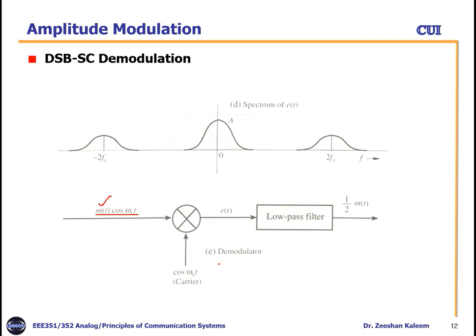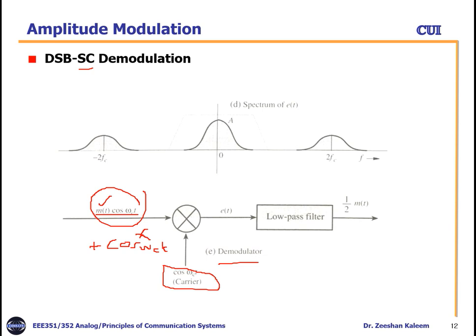So this is the demodulator block, and we again multiply by cos omega ct. Why do we need to multiply again? As I told you, this is the double sideband suppressed carrier scheme. Suppressed carrier means whenever we transmit the modulated signal, we don't separately transmit another signal like cos omega ct beside that modulated signal. So that's why we need this one to recover the modulated signal at the receiver side.